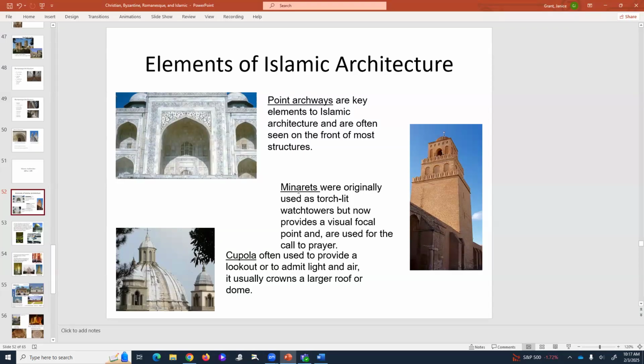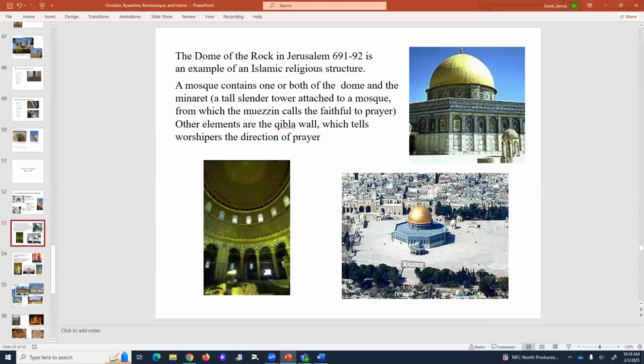Another one are these minarets. Minarets were originally used as torch lit watchtowers, but now provide a visual focal point and are used for the call to prayer. And then these cupolas, which we see on a lot of the designs of today, which are those little lookout kind of little towers. They're often used to provide a lookout or to admit light and air. Usually crowns a large roof or dome. So those are some of the elements.